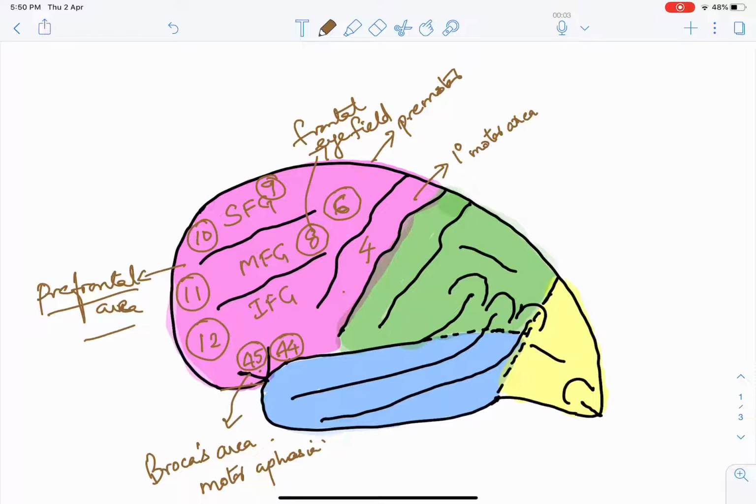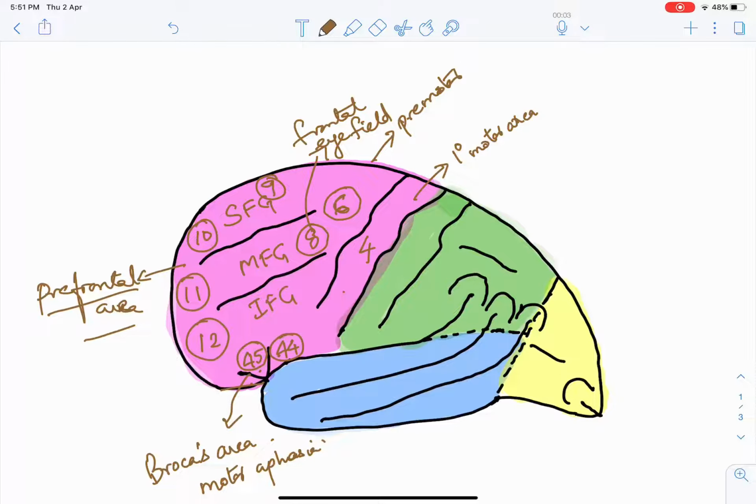Even though there is no paralysis of the muscles of the lips, the tongue, the vocal cords, all these muscles are intact, the patient is not able to speak when Broca's area is affected. Spoken language will be slow and non-fluent. The fluency will be decreased when there is a lesion in Broca's area. So the vocalization or speech expression is done by Broca's area, the motor speech area, area number 45 and 44.